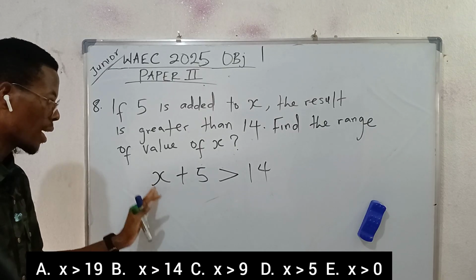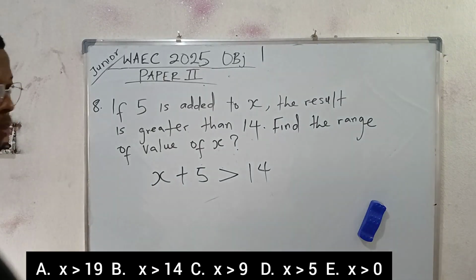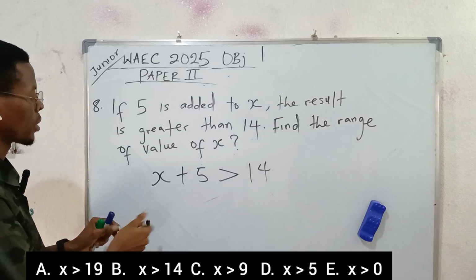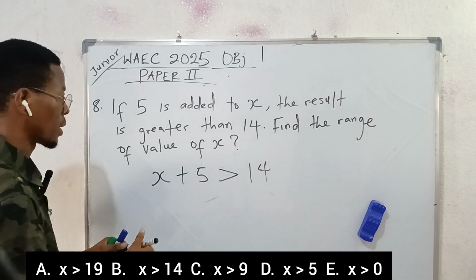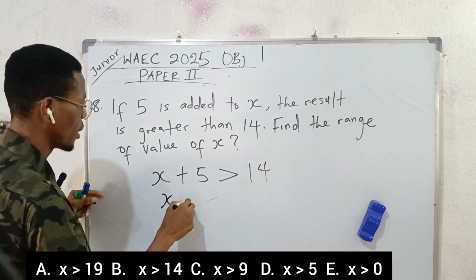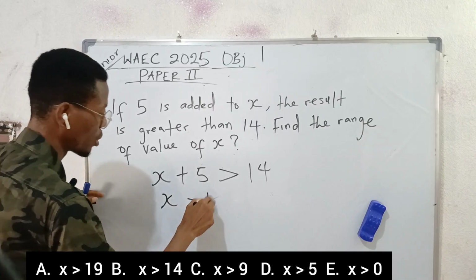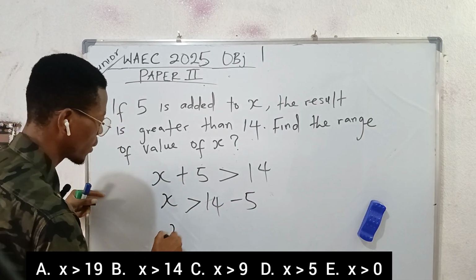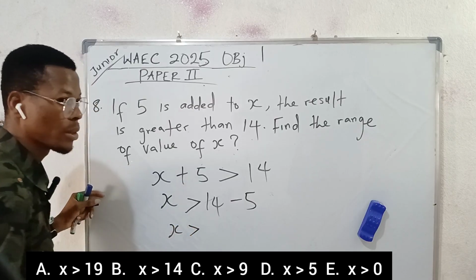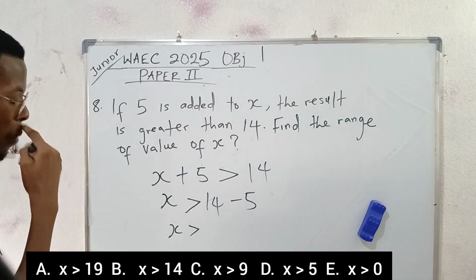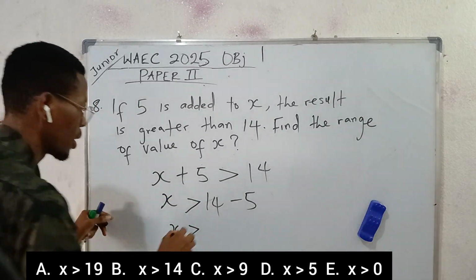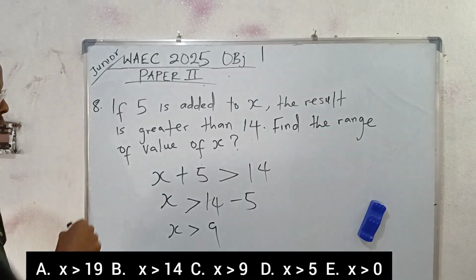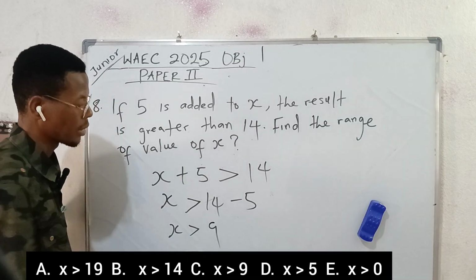3x and x plus 5 greater than 14. What do we do? Collect like terms. So this 5 goes to the other side. We have our x greater than 14 minus 5. So x greater than, what do we have? 14 minus 5 gives us 9. So x is greater than what? 9. This is our answer.